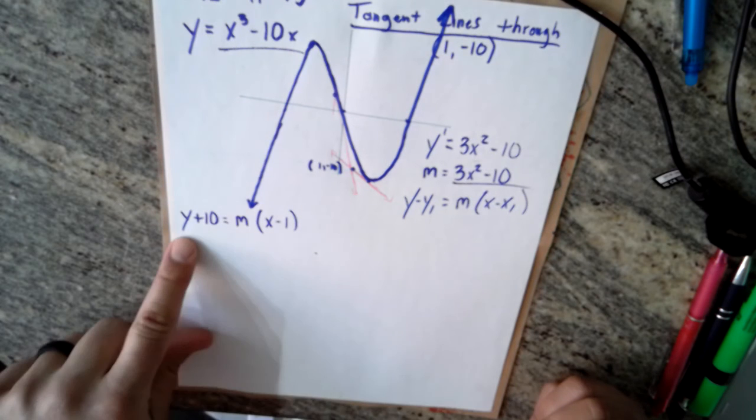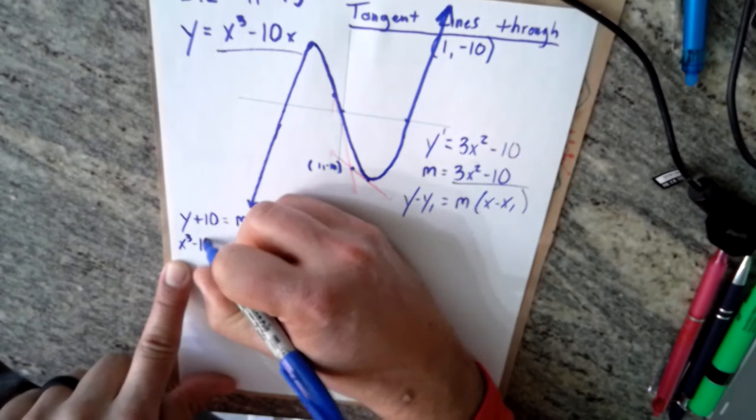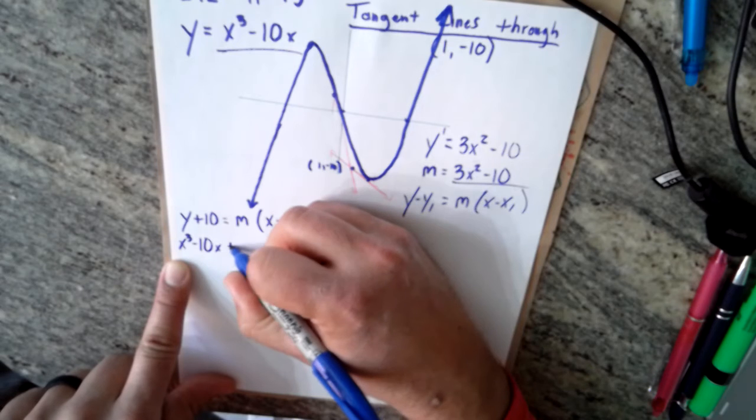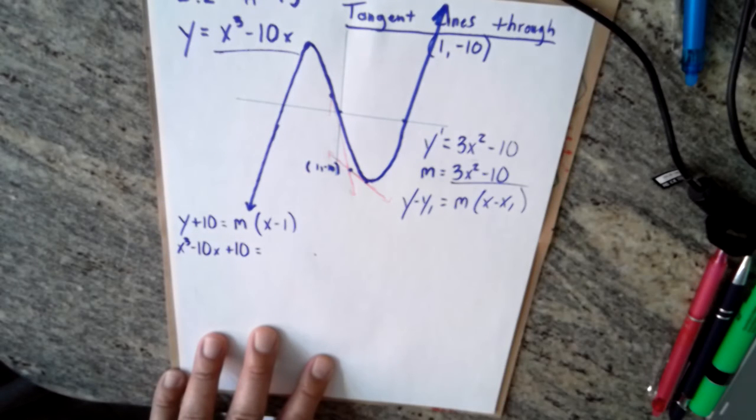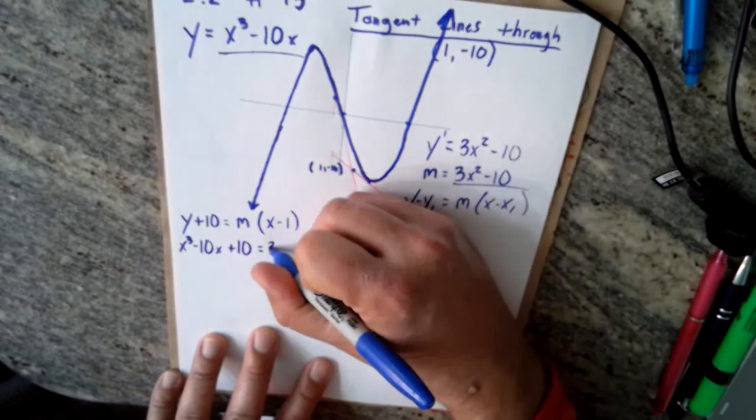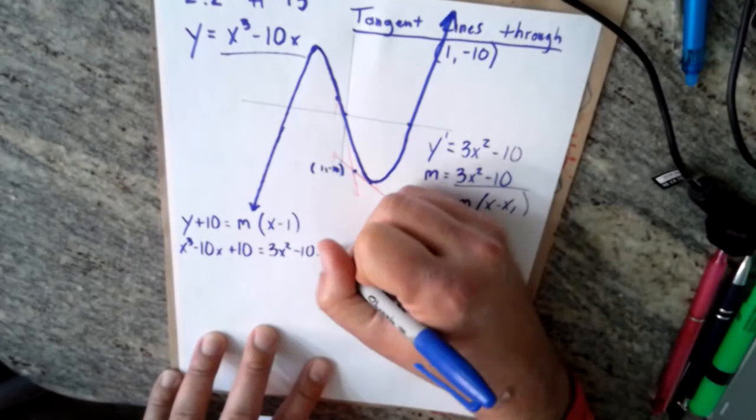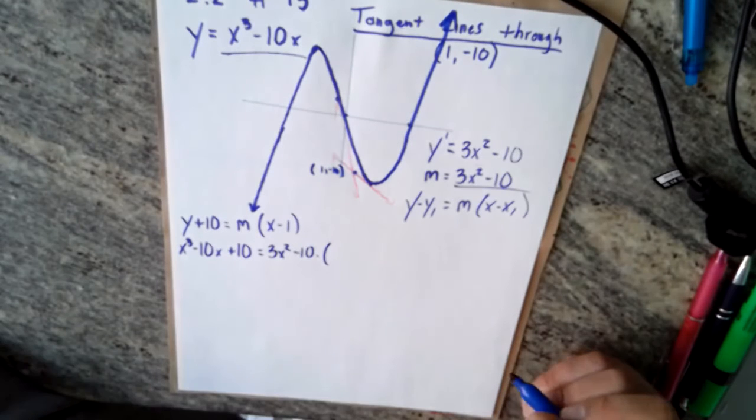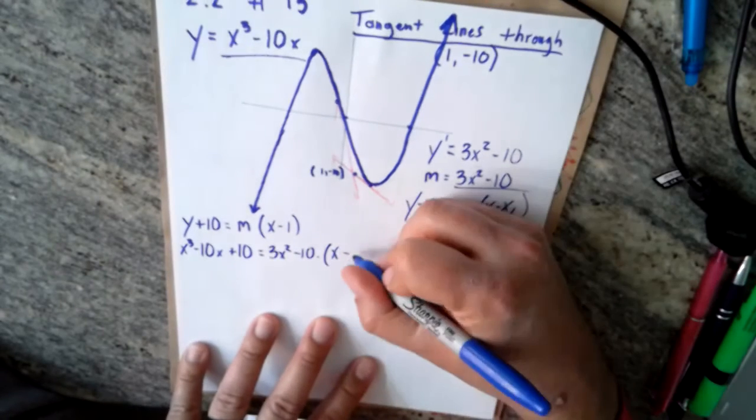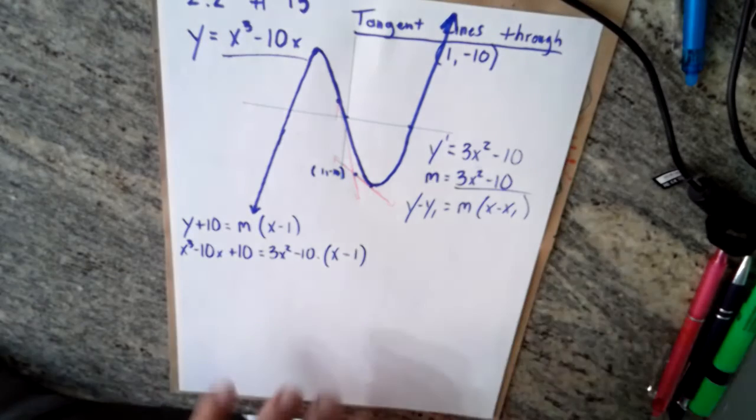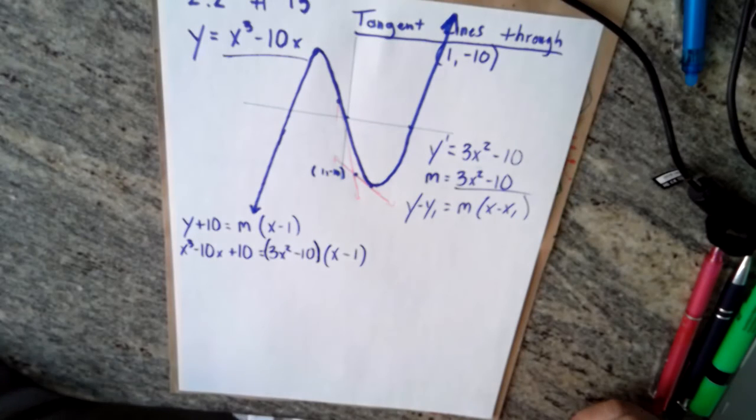Isn't that genius? So I'm going to take out the y and put x cubed minus 10x plus 10 equals, I'm going to put in our m, 3x squared minus 10 times x minus, what's our x value? 1. Now, one thing that I did wrong on this the first time is I forgot our m is this whole thing, so we better put it in parentheses because we're going to have to FOIL it.